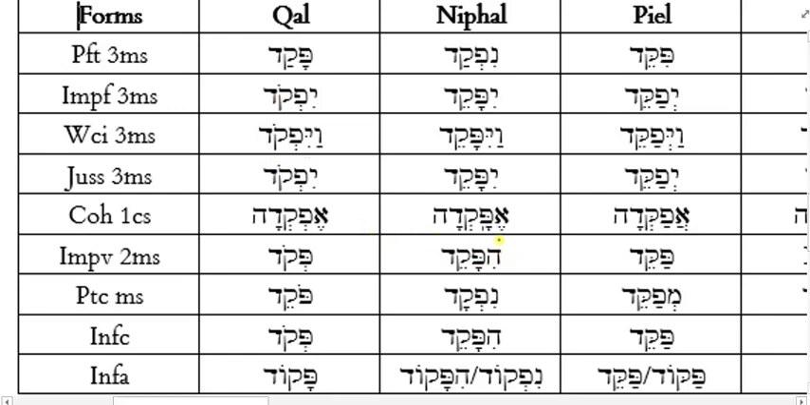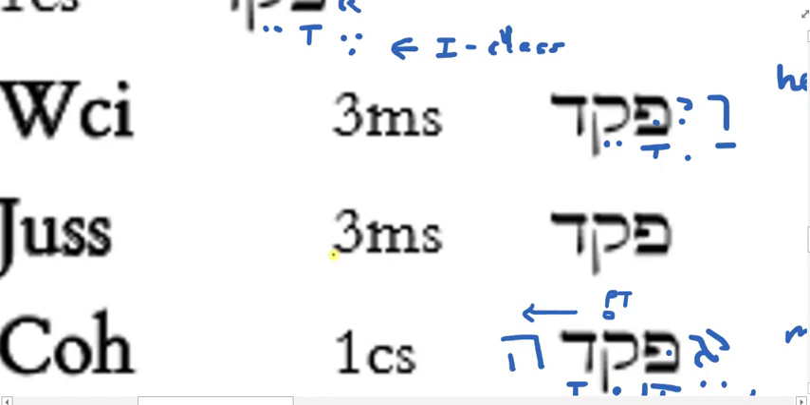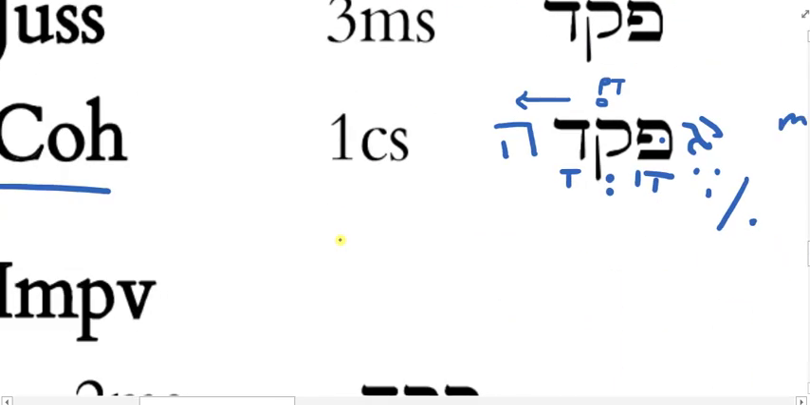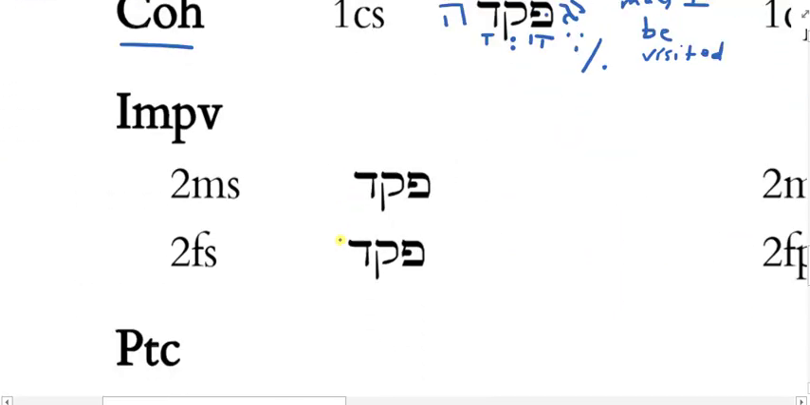So the hey that you're seeing has nothing to do with the imperfect. This is just a characteristic vowel that the Niphal has adopted to make up its imperative form. The Niphal uses a prefix hey for its imperative formation. But all the vowel pointing is the same as the imperfect. It's hipakade, hipakade. All right? So let's just apply this now to the other forms.